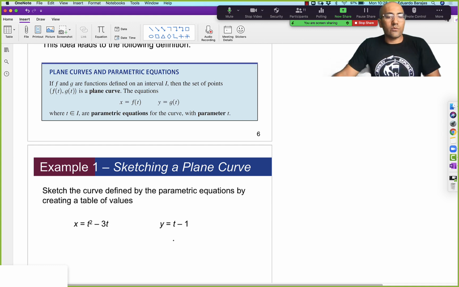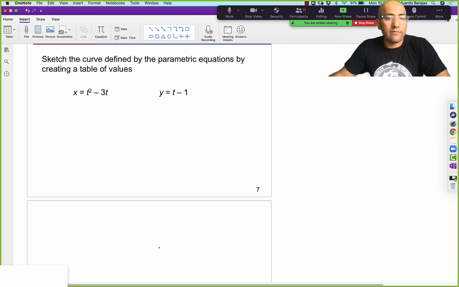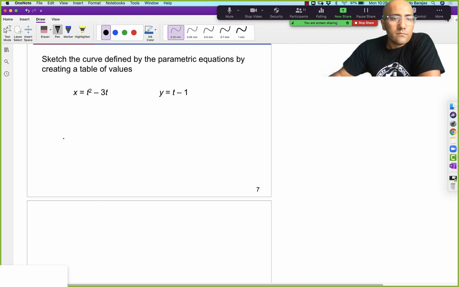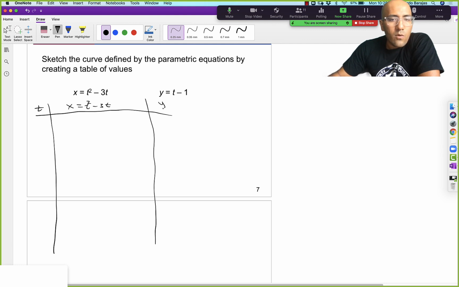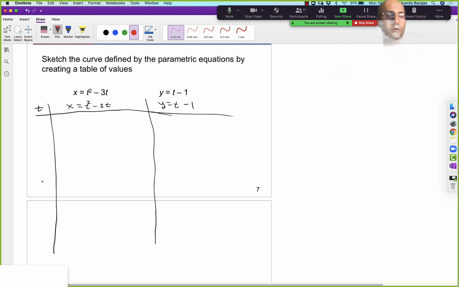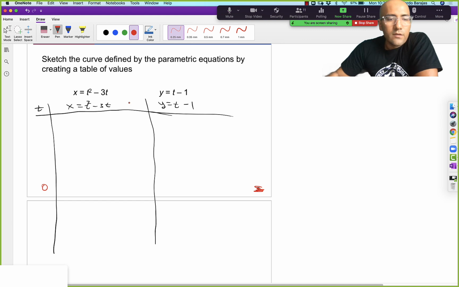So in order to graph this, if we're going to do it by hand, we're going to have to create a table of values. So let's begin with creating a table where we have t values, and then we have our x, which is equal to t squared minus 3t values. And then over here, we'll have our y values, which is t minus 1. So for example, when t is equal to 0, then we end up with x equals something squared minus 3 times something, and y is going to be equal to something minus 1, and that something is a 0.